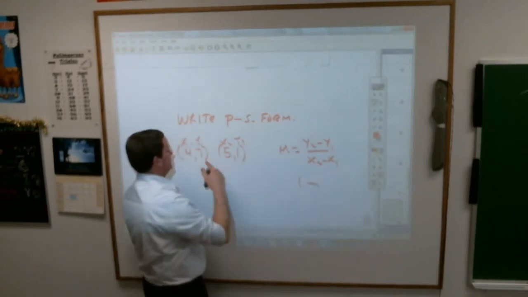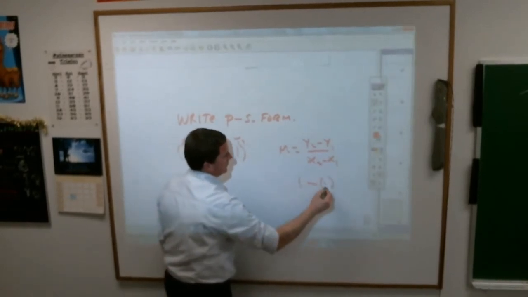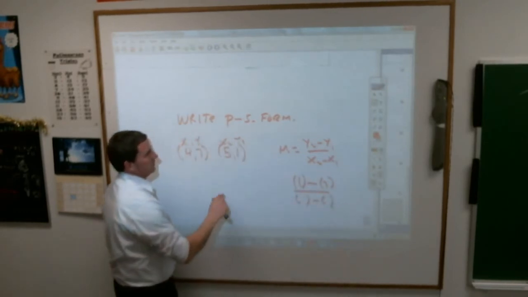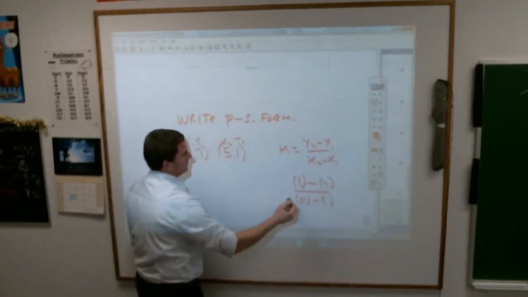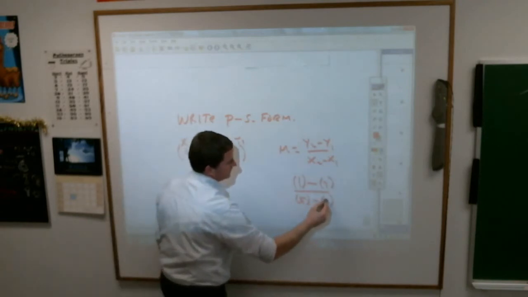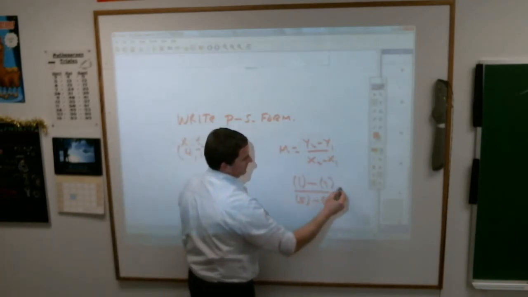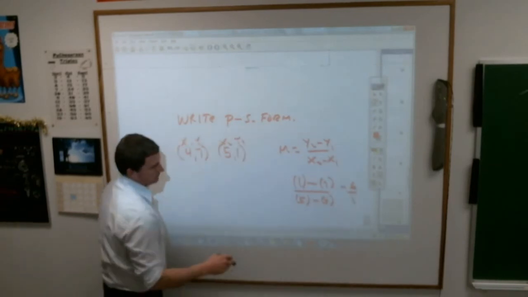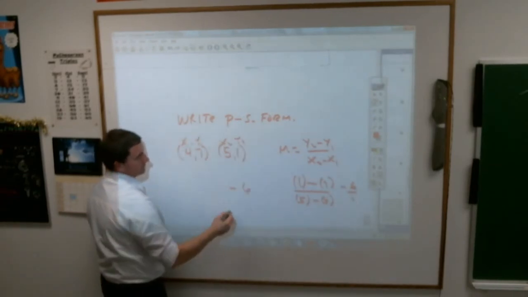1 minus 7. I'm breaking my own rules about parentheses here. I will do it. x2 minus x1. So my slope looks like it ends up being -6 over 1, which is just a -6.